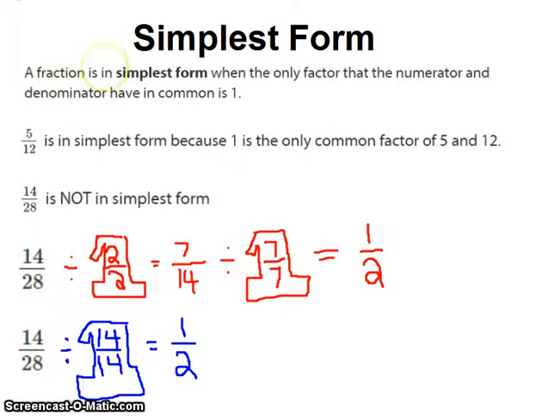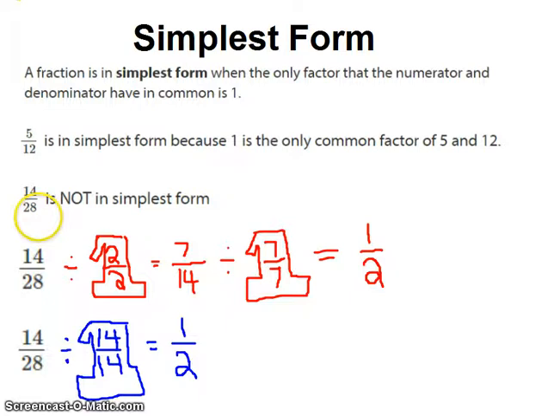Now, when we are finding equivalent fractions through division, and we're asked to find the simplest form of a fraction, that means we've got a fraction in simplest form when the only factor that the numerator and the denominator have in common is 1. So let's look at 5/12. 5/12 is in simplest form because 1 is the only common factor of 5 and 12. What that means is there is no other number besides 1 that will divide evenly into 5 and 12. So 5/12 is in simplest form.